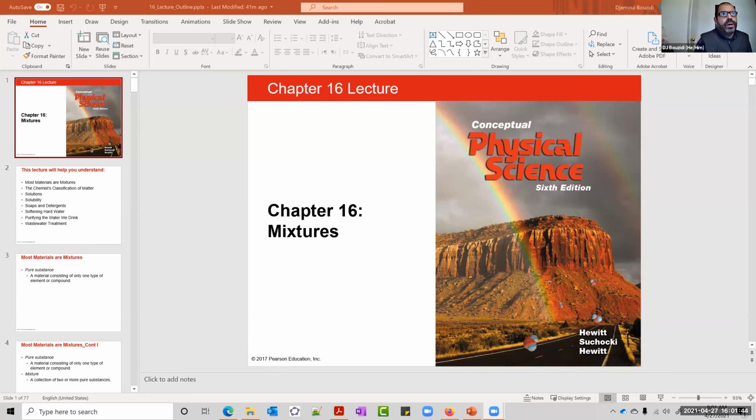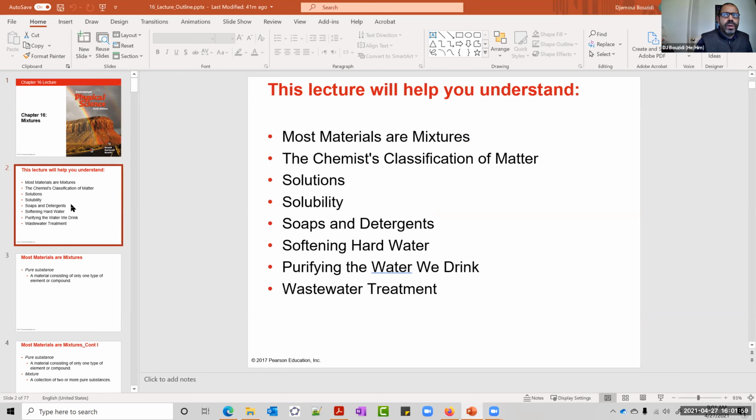So again, we covered chapters 14 and 15, and now we're continuing with the third part of the course, which deals with the chemistry part of it. We're dealing with mixtures in this topic. We will understand that most materials are mixtures; pure materials are the exception. And then also how matter is classified in terms of its structure. And we're going to describe solutions and solubility.